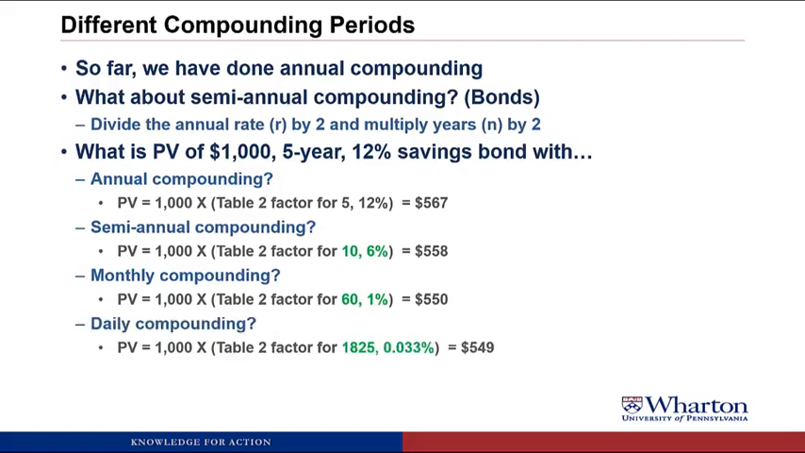You could even do daily compounding. So take the 12% interest rate and divide it by the number of days in a year, which I think is about 365. Take the 5-year period and figure out the number of days, 1825, and basically figure out what's the present value if you had daily compounding of interest, which would be at the daily interest rate for the number of days, and you end up with 549.